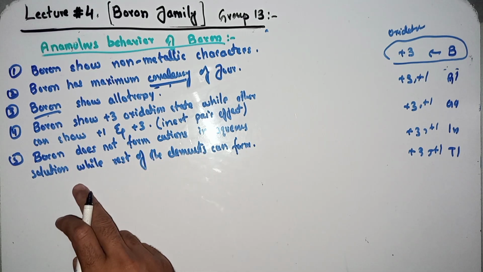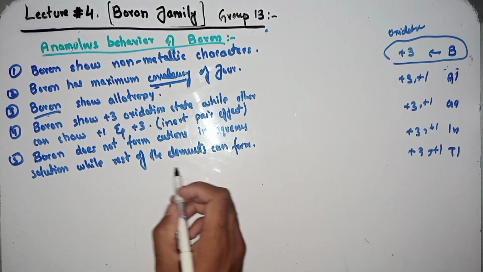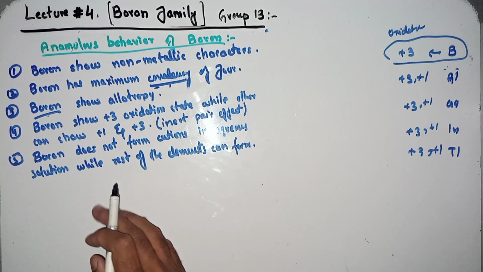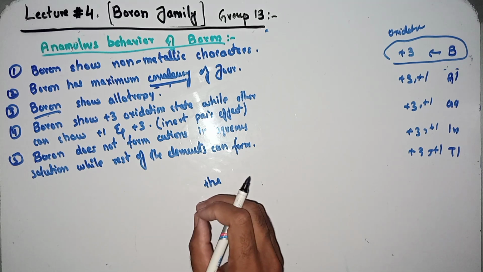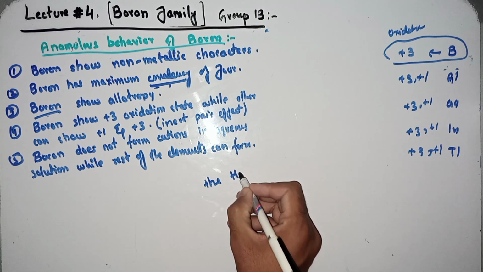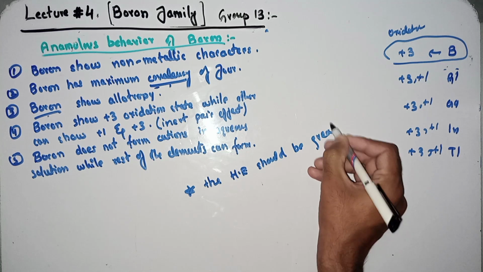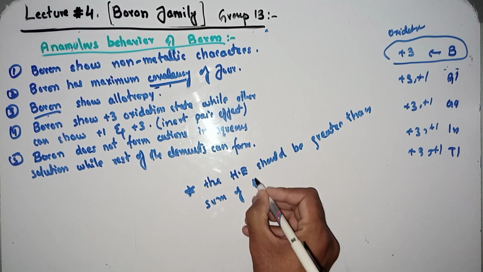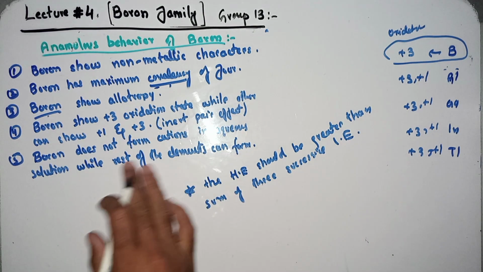Boron doesn't form cations in aqueous solution, while the rest of the elements of group 13 can form cations. So why doesn't boron form cations in aqueous solution? One condition is necessary for the formation of cations in aqueous solution: the hydration energy should be greater than the sum of the three successive ionization energies. This condition is necessary for the formation of cations in aqueous solution.